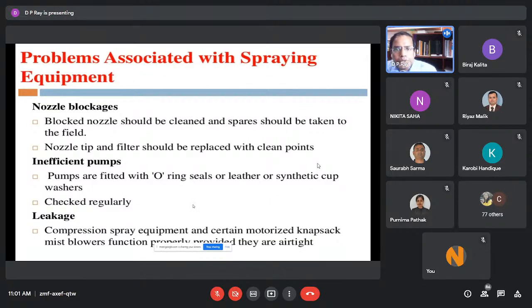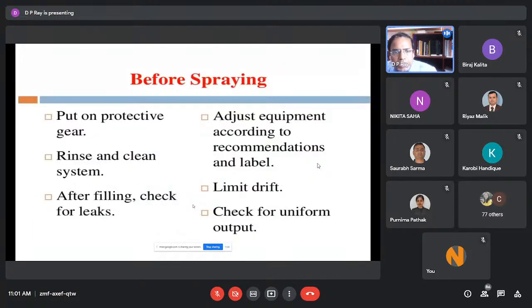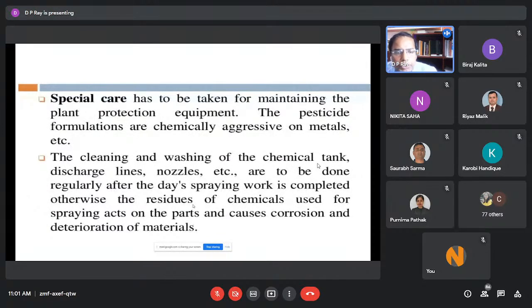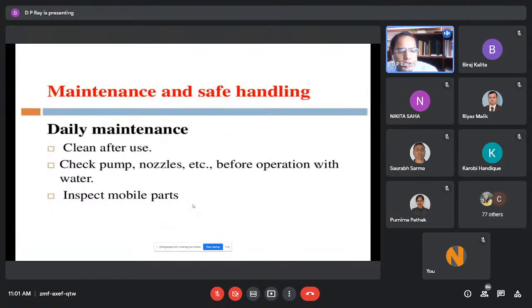And problems associated with pesticide spraying, as I mentioned, include nozzle blockage, inefficient pumps, and leakage. These are already covered, and the maintenance also I covered. Daily maintenance is also important: clean with water, check the pump and nozzles every day, and inspect the moving parts.